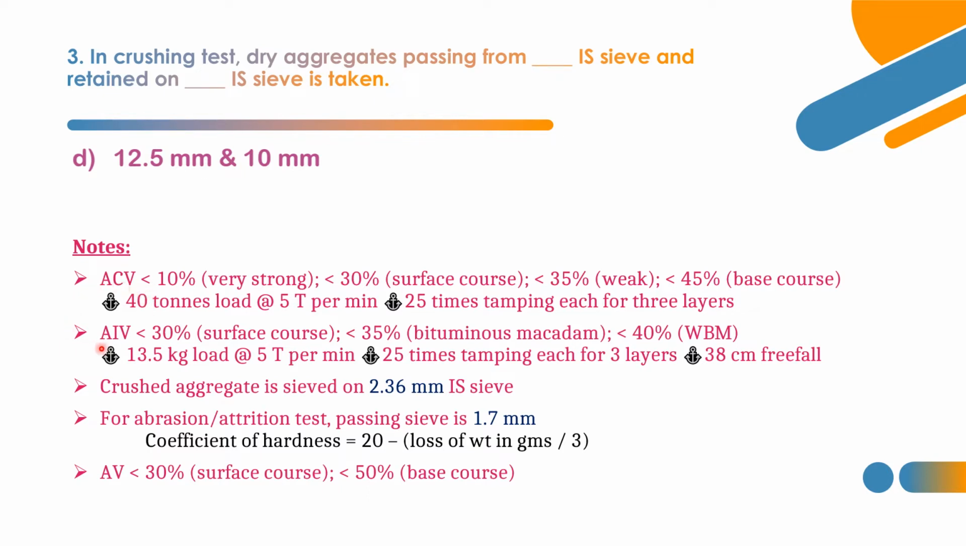And similarly we have aggregate impact value, AIV. And similarly we have some conditions, like if it is less than 30%, we can use those aggregate as surface course. If it is less than 35%, we can use in bituminous macadam.